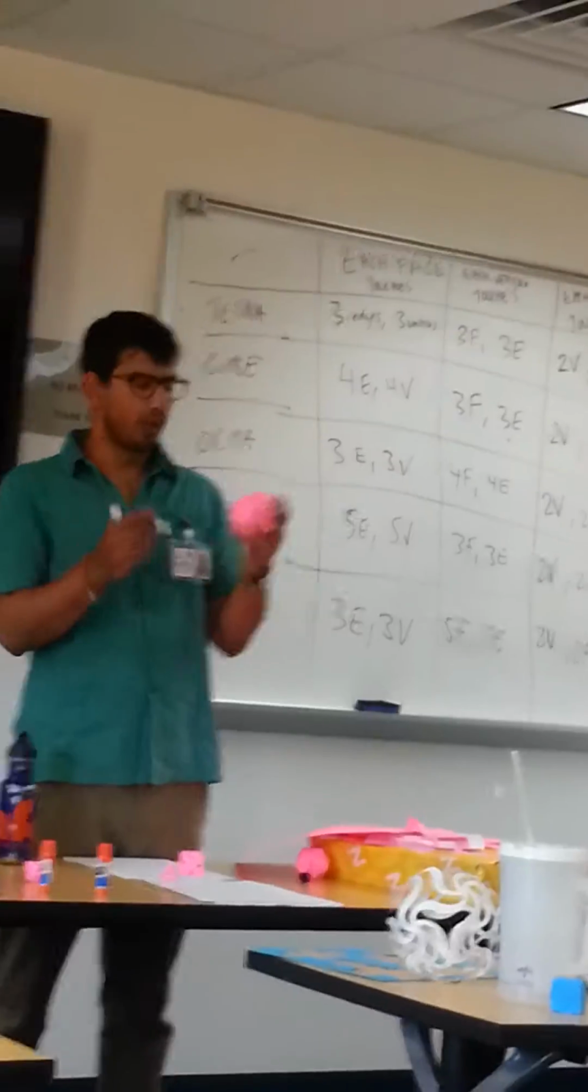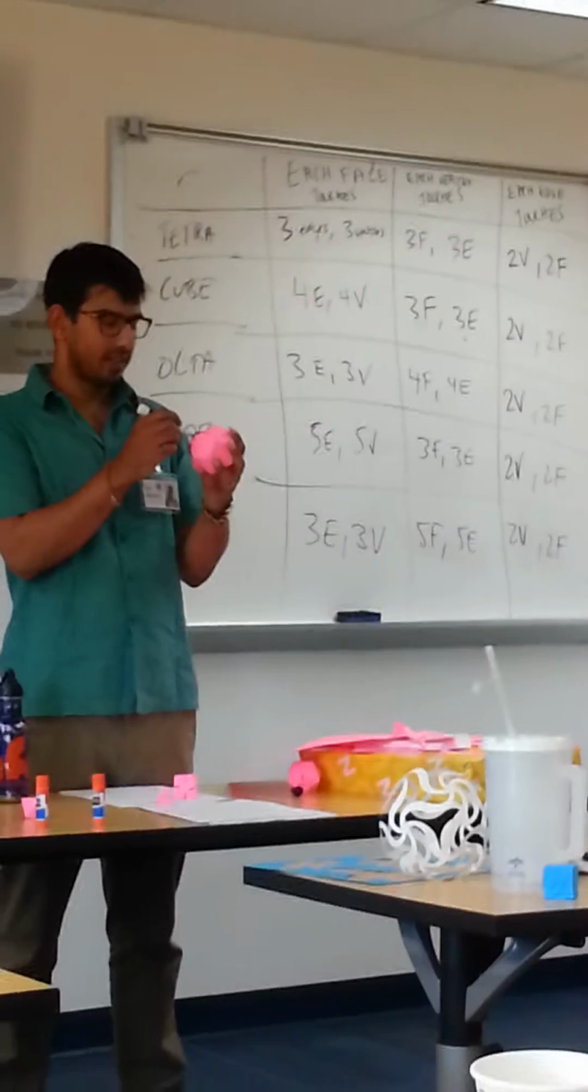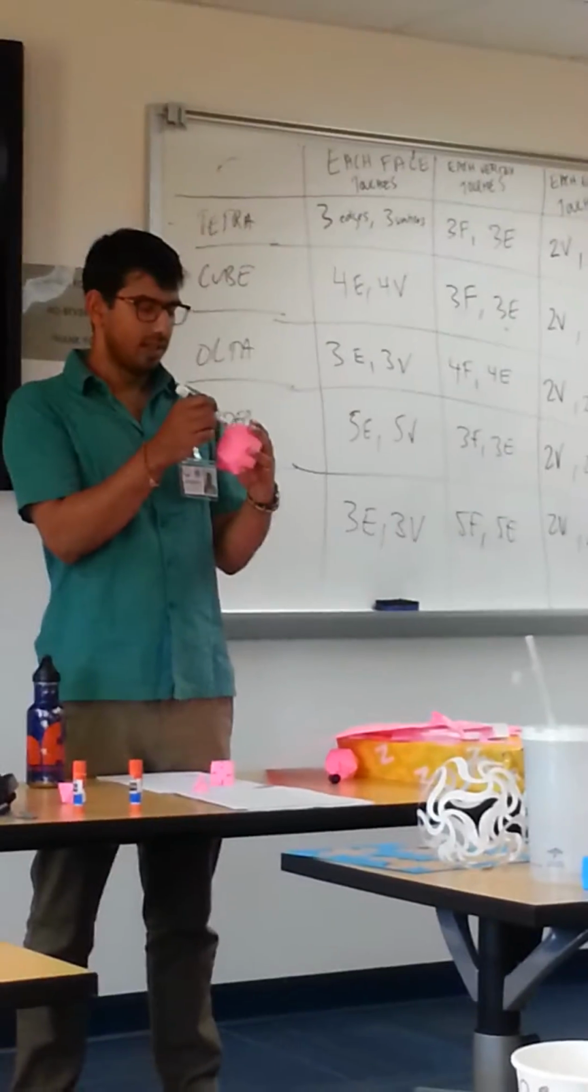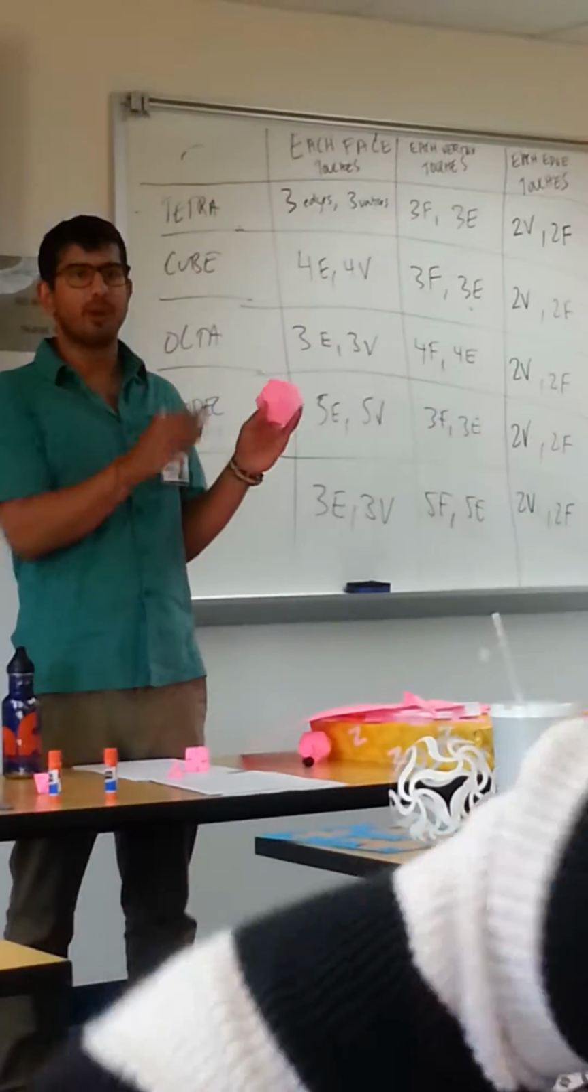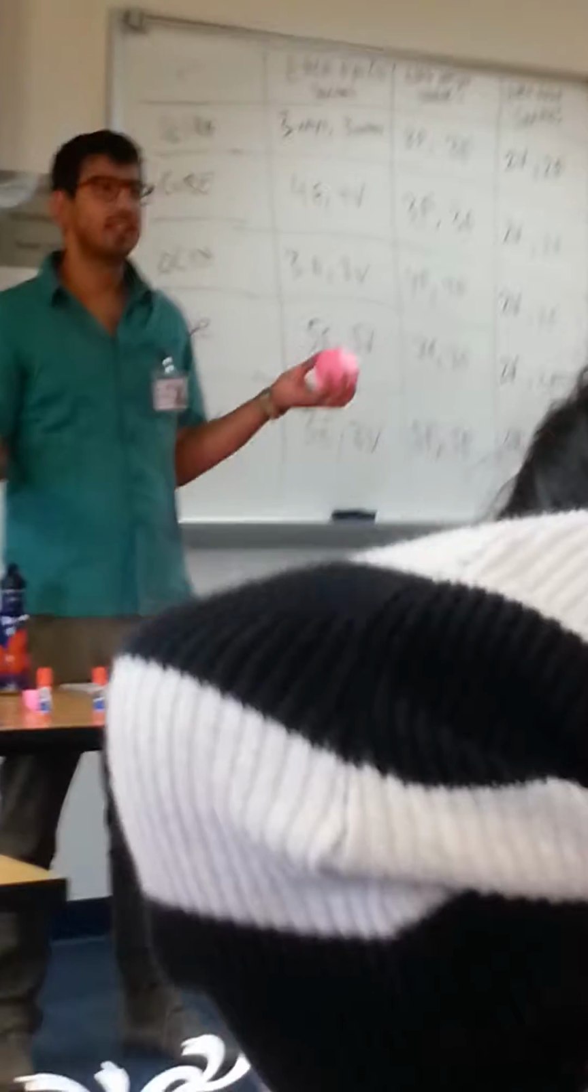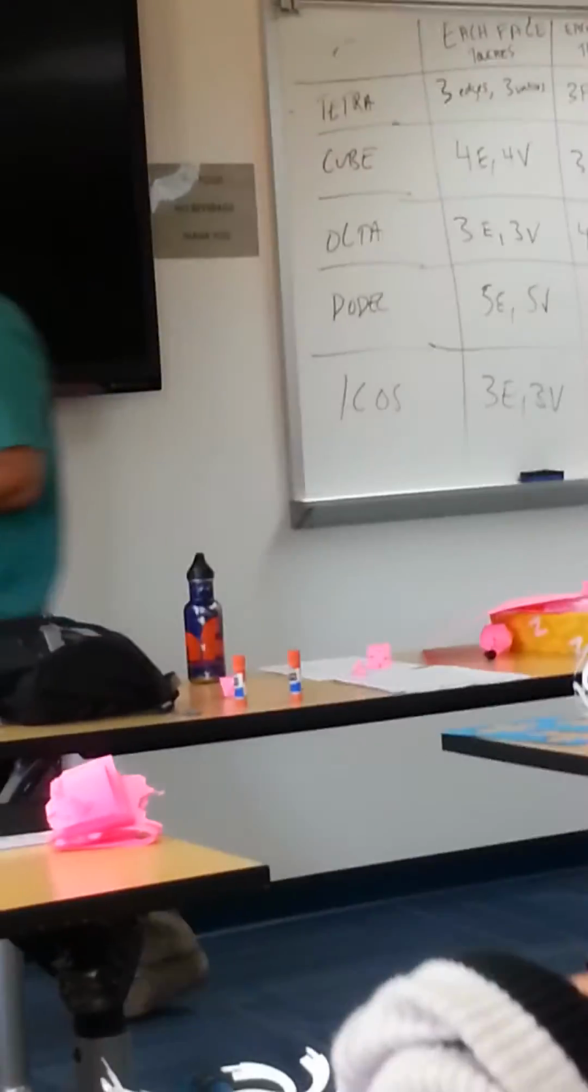How many marks do I make? 5. So totally how many marks am I going to make? 60. 5 times 12, right? I'm just going to multiply. And then each corner has how many marks around it? 3. So I have 60 divided by 3.